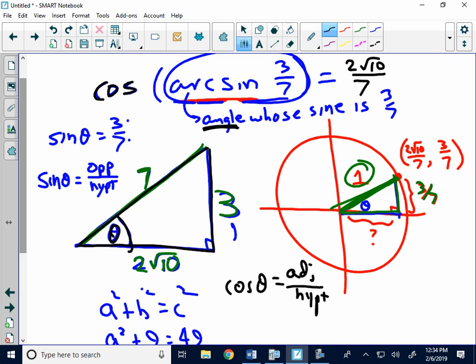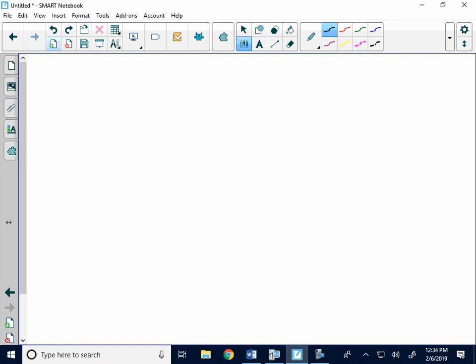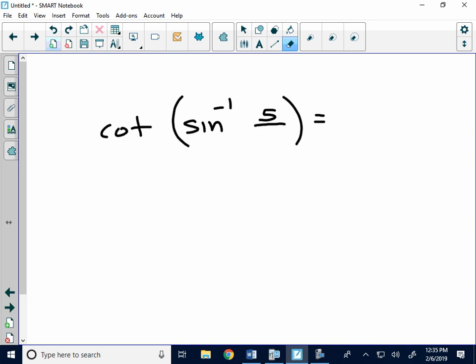That seemed way longer than it needed to be. Let me do another example and make it a little bit quicker. Okay, so what is the cotangent of the sine inverse of 5/12? So that's the task. Find the cotangent of the sine inverse of 5/12. And I've chosen 5 and 12. I don't want 5/12. I want 5/13. I've chosen 5 and 13 because this will be our Pythagorean triple.